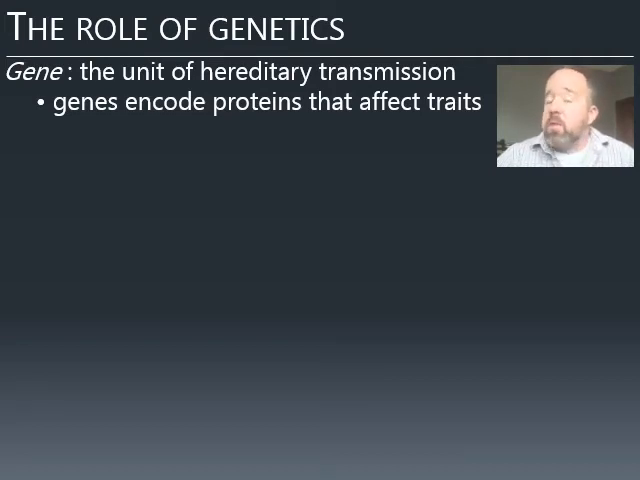And of course, we have lots of genes because we have lots of proteins that we need to make, hundreds of thousands. And the idea here is that these proteins are what determine, at least in part, what traits we have. They could be physical traits, like eye color or height, but they could also be psychological traits. And for many psychological qualities, there is a genetic component.